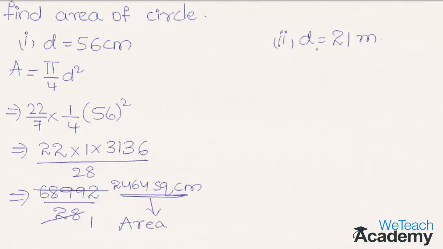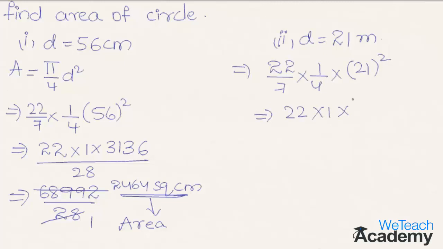And then when diameter is equal to 21 meters, so by substituting the value of d in the formula, we get 22 divided by 7 into 1 by 4 into 21 square. So that implies we get here 22 into 1 into 21 square, that is 441, divided by 28, that is 7 into 4 is nothing but 28 here.